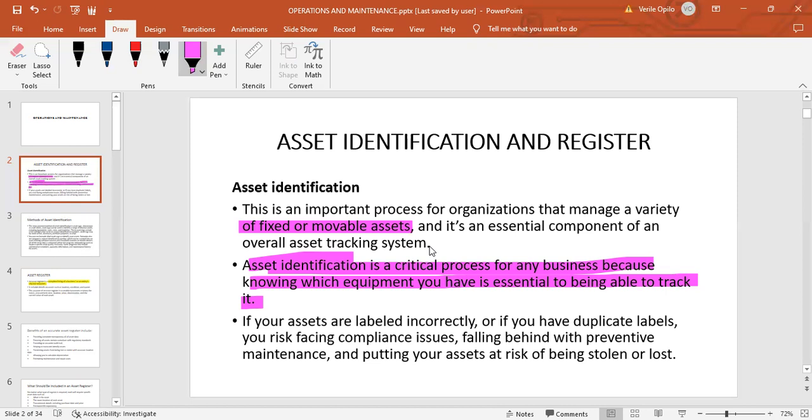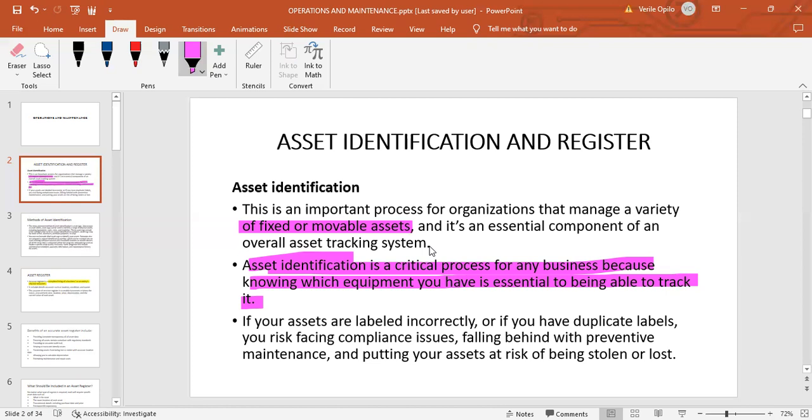How can you distinguish the assets of company X from the assets of company Y? I'm sure you have seen cases whereby, let's say we have event companies. They hire out tents and chairs. So for an event company to be able to identify their assets, what do they usually do? They label them with the name of their company. So you find ABC Events Company.